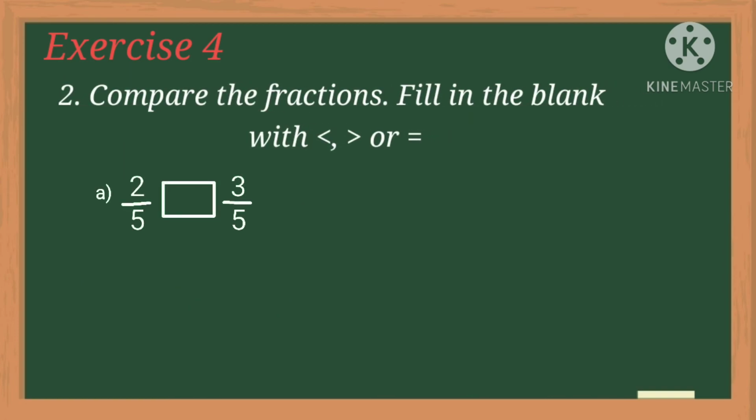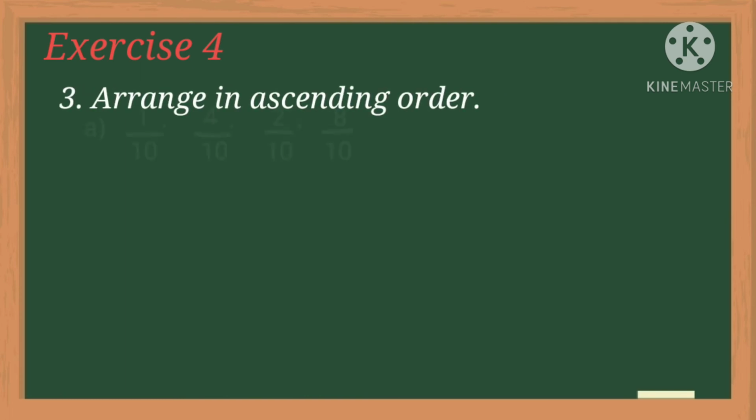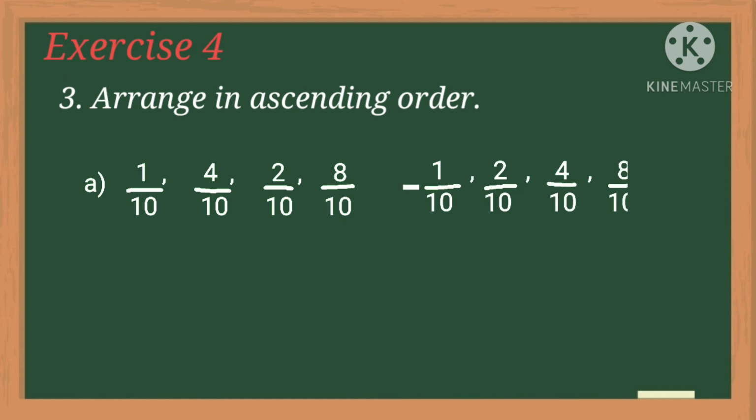Second main, compare the fractions and write the symbols. So 3 by 5 is bigger. Second one, yes, 6 by 7 is the bigger. You need to compare the numerators. Arrange in ascending order. Just see the numerators. 1 by 10, 2 by 10, 4 by 10 and 8 by 10. Smaller fraction to the bigger fraction.